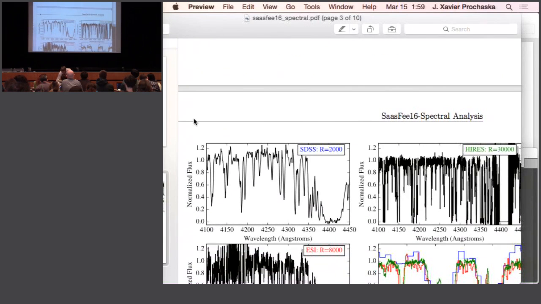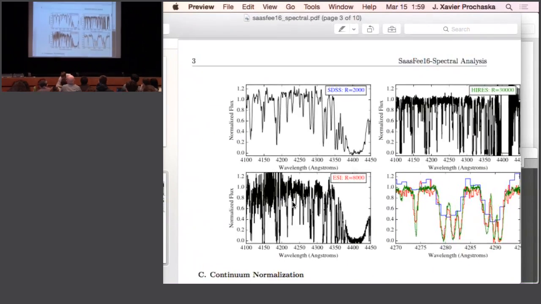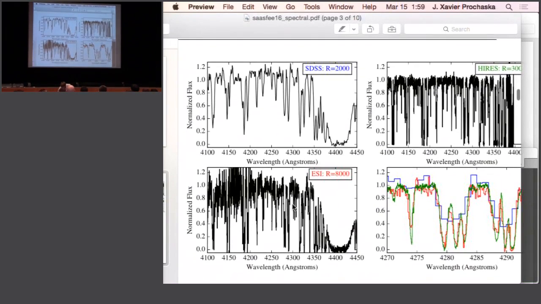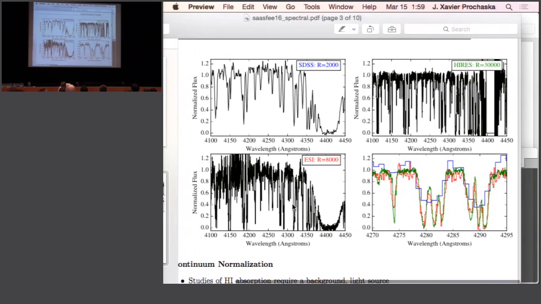To hit home or impress upon you further the notions of resolution, I put together this somewhat complex figure. These are three spectra of the same quasar, one of my favorites. Here taken by the Sloan Digital Sky Survey, so R of 2000, here taken by an Echelette spectrometer, R of 8000, and here taken by the HIRES spectrometer, an Echelle spectrometer, at R of about 30,000. It's the same wavelength range, it's the same quasar, it's not the same signal to noise, but you can see quite clearly the effects of resolution as we go from the Echelle, say, down to the Sloan.